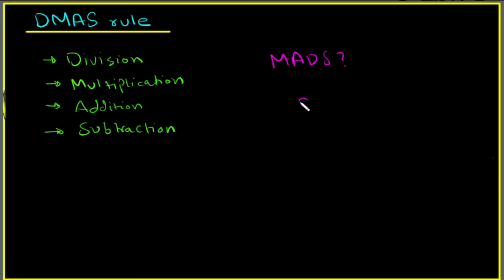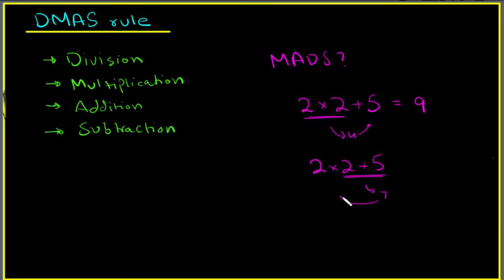For example, I have a problem like 2 times 2 plus 5. You could argue that, okay, I'm just going to multiply 2 times 2, which is equal to 4, and then add 5 to it, which is 9, so it should be 9. But a friend of yours could possibly argue that no, we could just first add 2 plus 5 together, which is equal to 7, and then multiply it with 2, which is equal to 14. So you could both be correct, but that is why the DMAS rule comes into this scenario.